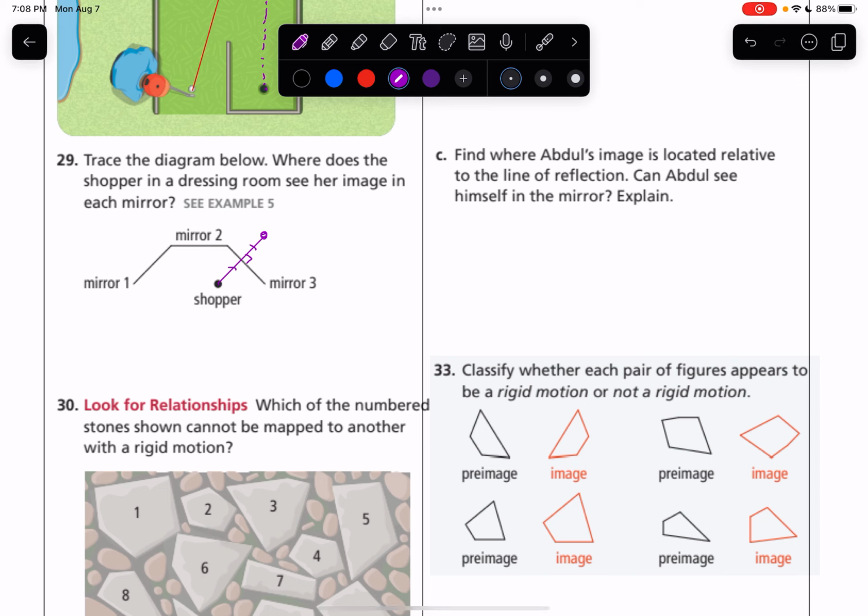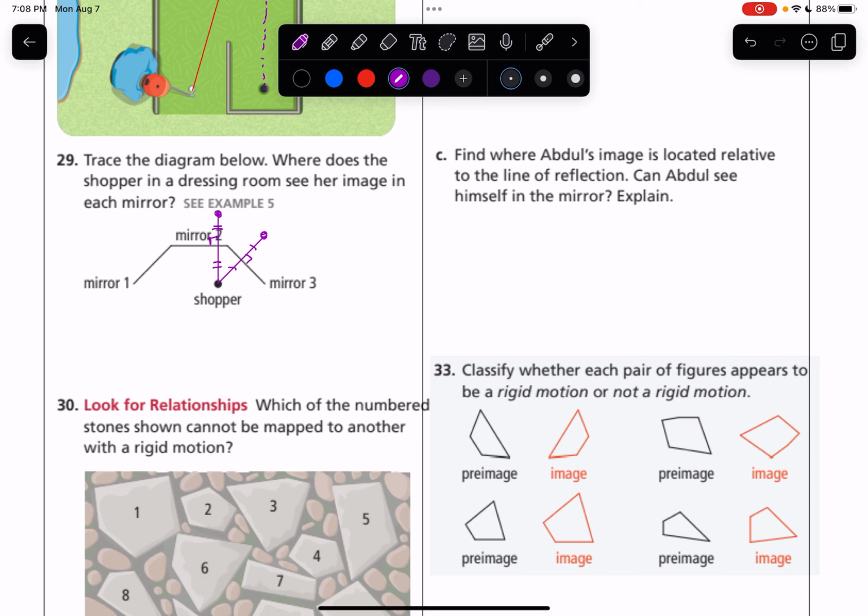reflections work. So between the shopper and mirror 2, same thing. It's going to be perpendicular this way, and we'll eyeball the same distance. And we'll say, here's her. It's going to be the same distance. We'll use 2 hash marks here, and it's going to be perpendicular.